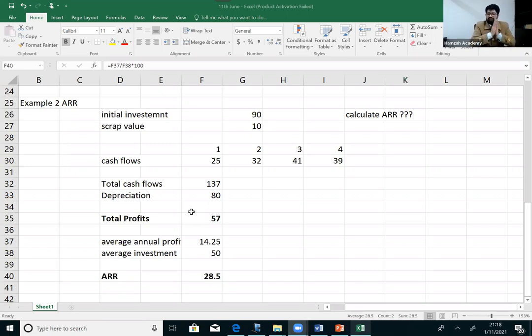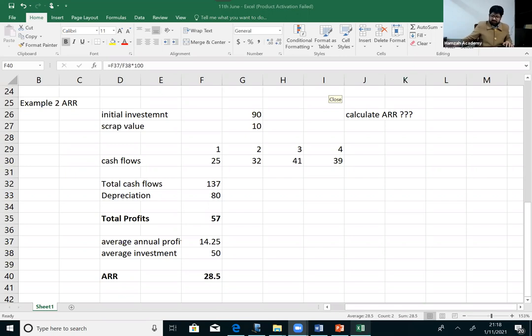So now we have learned, if cash flows are given, how to calculate profits and the ARR of the project. I hope it is clear. If there is any ambiguity or any question, feel free to ask.